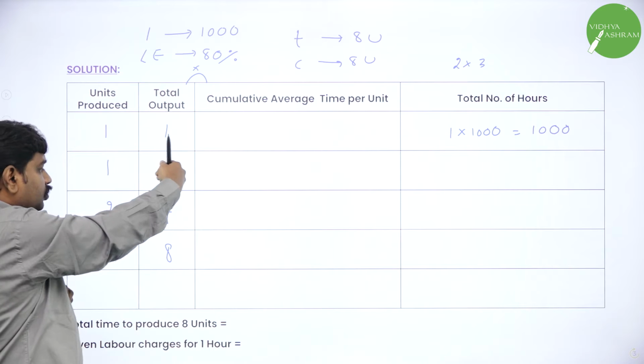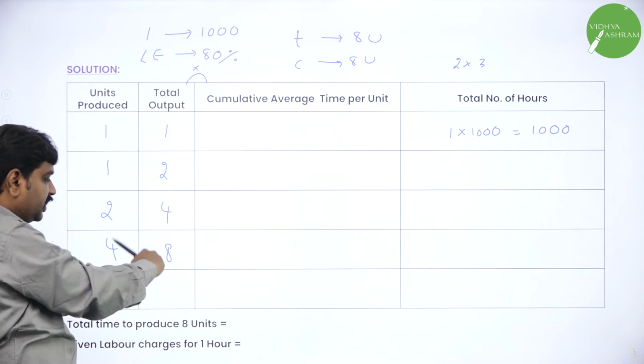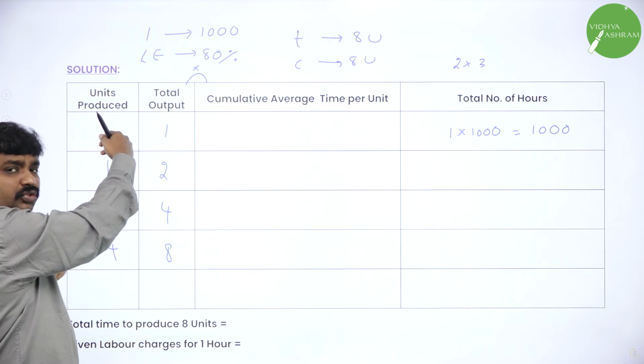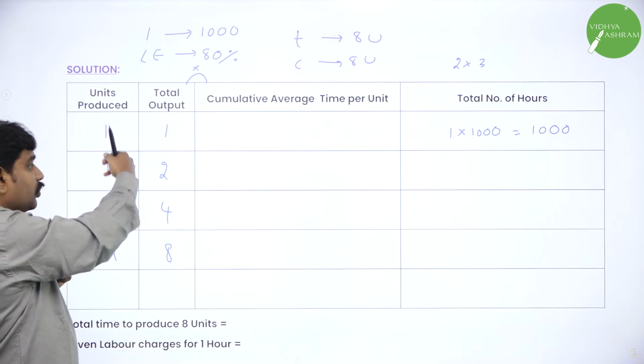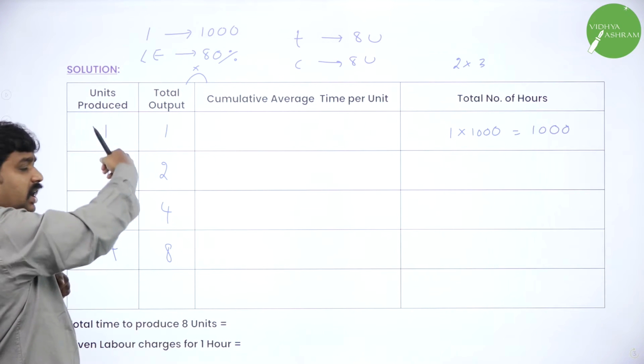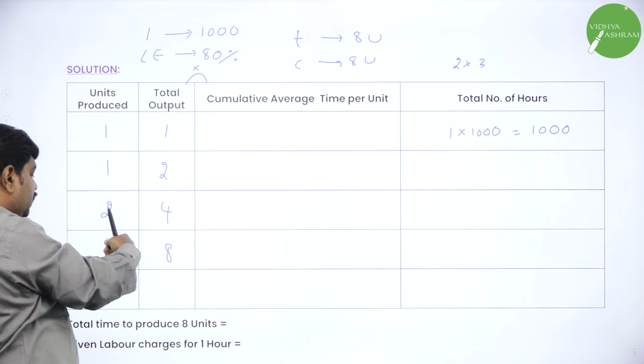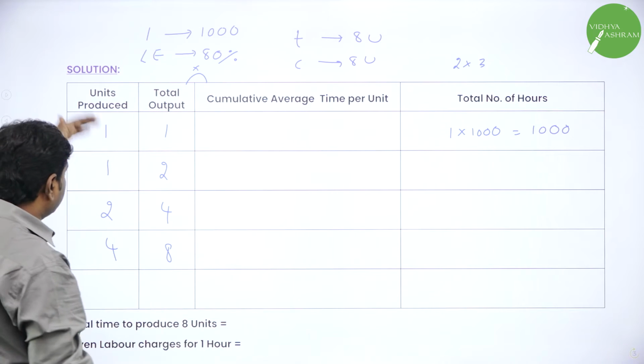So first you fill the second column: 1, 1 2s are 2, 2 2s are 4, 4 2s are 8, stop it here because I need 8 units. Then you fill this column: first I'll produce 1 unit, then I'll put the number above it and add these two and put it, add the above numbers and write down like that. So add the previous units and put it.